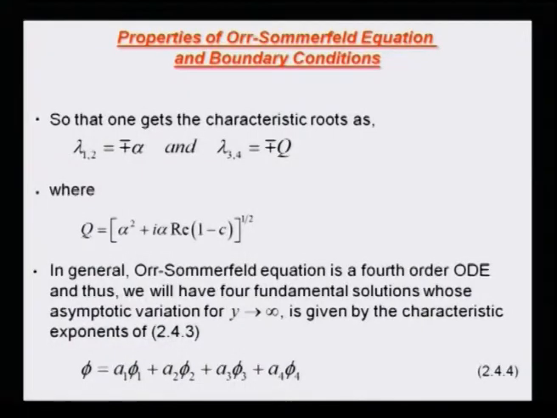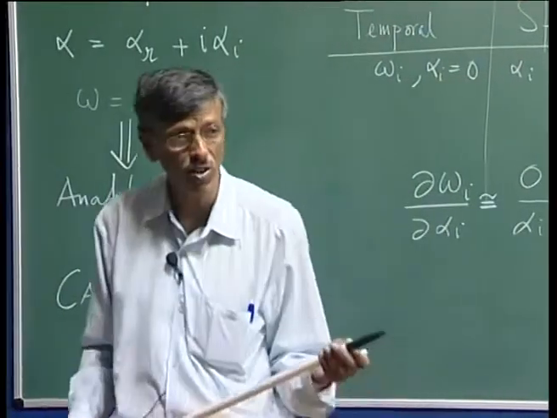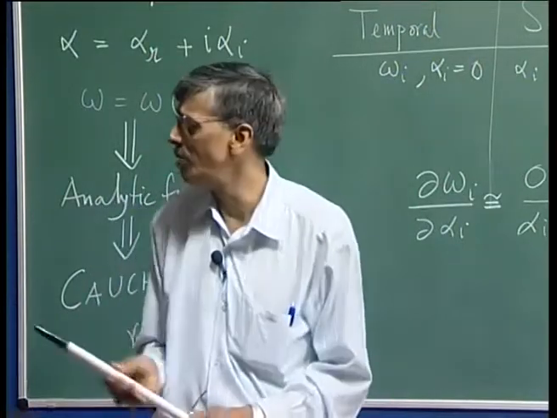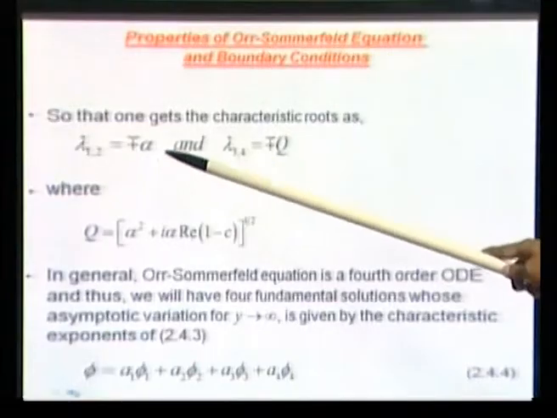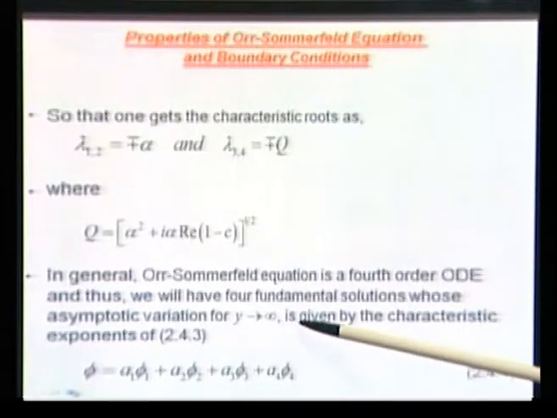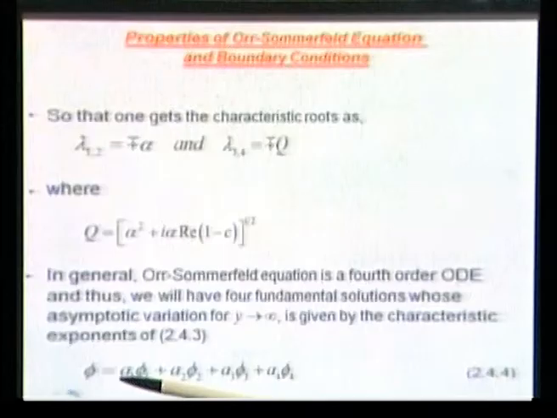Now, because you have a 4th order ODE as the governing Orr-Sommerfeld equation, you would have 4 fundamental solutions, which we actually do not know how it is inside the boundary layer. It is only outside the boundary layer we know their behavior, that is what we have worked out, right. So, the asymptotic variation for y going to infinity is known, but we at least know it is a 4th order ODE. So, it should have 4 component solutions, right.